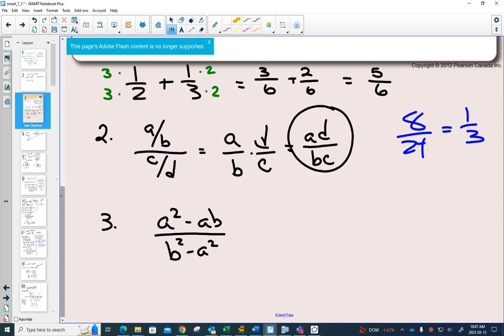How do we do that same thing when we're dealing in variables? Well, dealing in variables, what we would do is we would try to factor. If we can factor, and if a factor is identical, then we can simplify. In our numerator, can you see that you have a common factor of A that you can pull out? And in our denominator, we have a difference of squares.